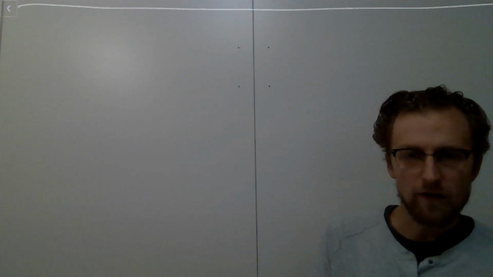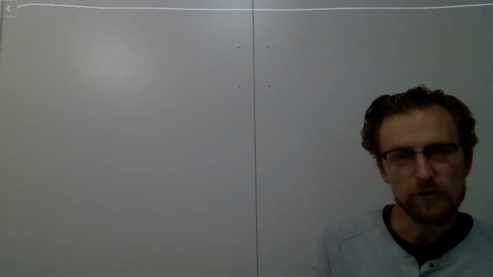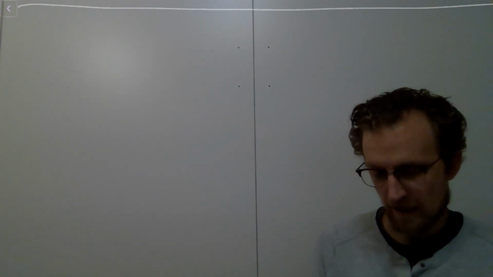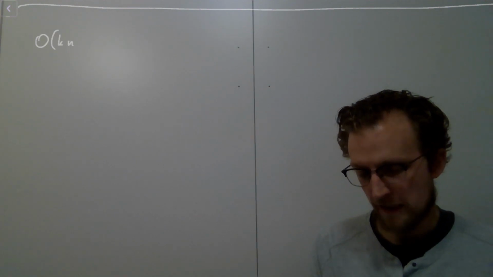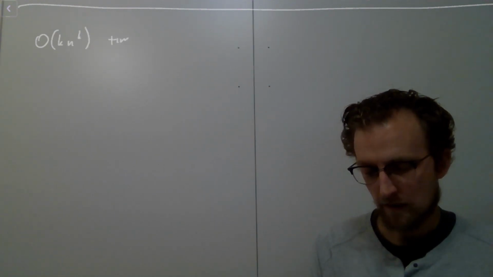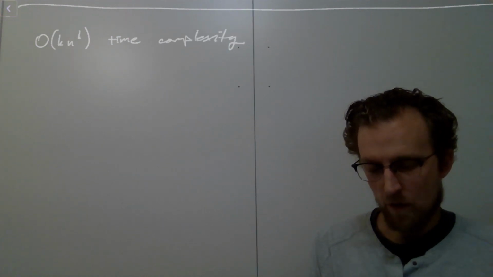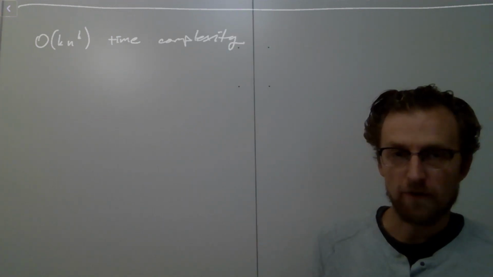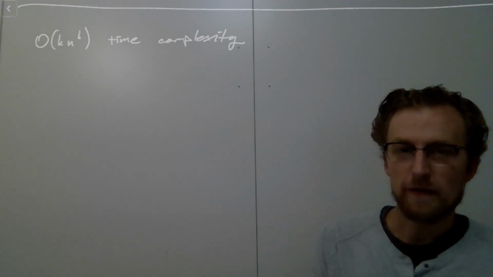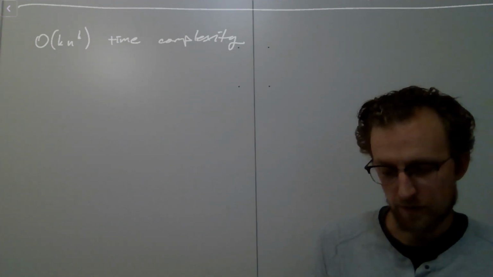So we've got a polynomial time approximation scheme for Knapsack. The problem is, of course, like I said before, the time complexity is exponential in k. So we have this big O of k, n to the k time complexity. And so if we wanted to get very close to the optimal, we would have to make k very large, and that's going to cause problems.